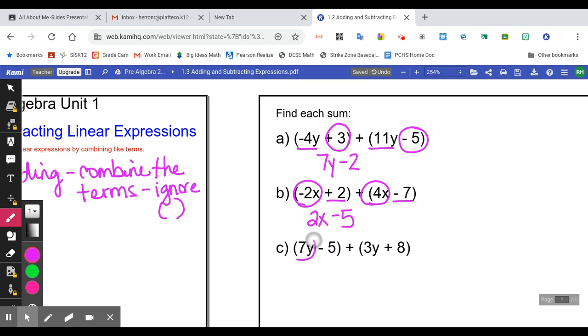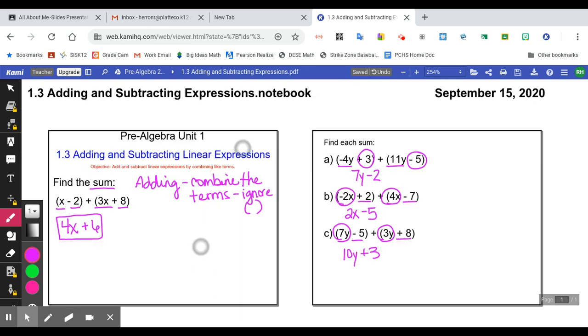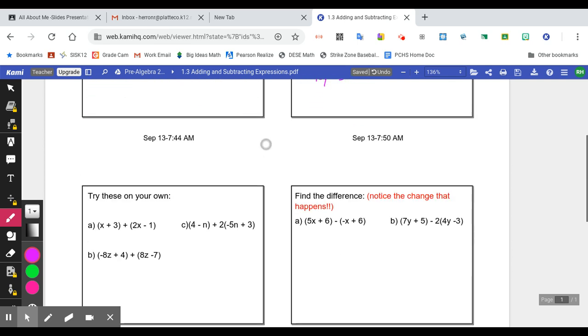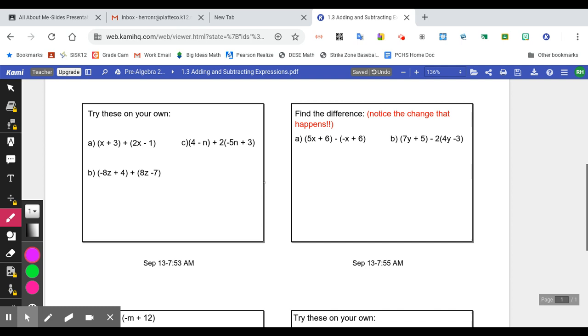Some of you might be feeling like this is even easier than the other one, which it kind of is. So we have 7y and 3y, which gives us 10y. And then -5 plus 8, which is +3. Okay, so adding expressions is basically the exact same thing that we have been doing. You are just simply combining like terms. All right, so here are 3 to try on your own. So go ahead and pause your video like we've been talking about, and then come back and see if you got your answers right. Okay.